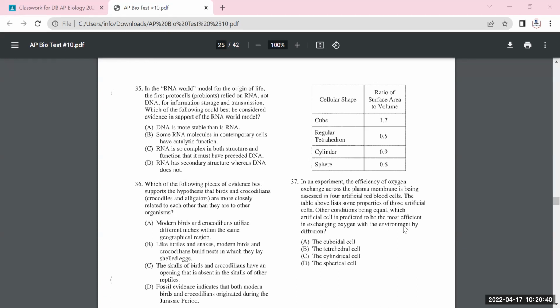So remember, what do we like? We like a large ratio when it comes to surface area and volume. The greater your surface area is relative to your volume, that ratio means that you have more efficient transfer of anything in, out, within your cell. So 37, which one of these has the greatest ratio of surface area to volume? Your cube.